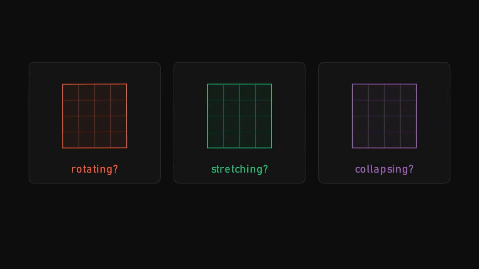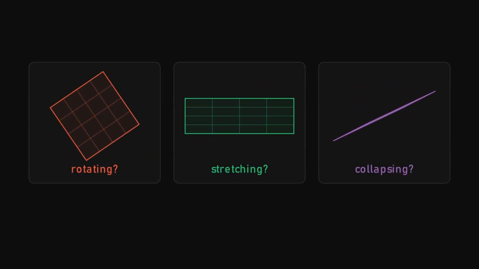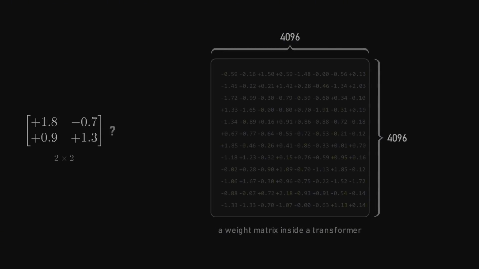Here's the problem. You can see it's doing something geometric, but you can't cleanly say what. Is it rotating, stretching, or collapsing a dimension? For a 2 by 2 matrix, you might be able to guess. But a very large matrix inside a transformer, there's no chance. And that's where SVD comes in.